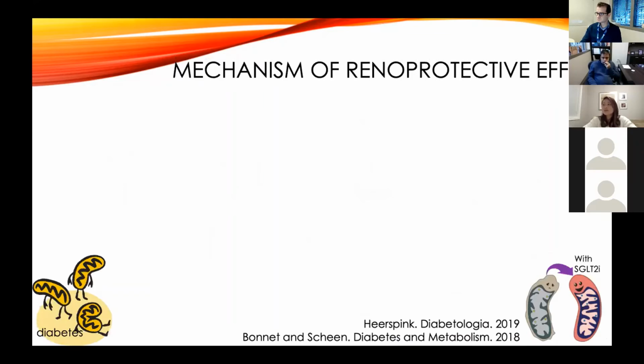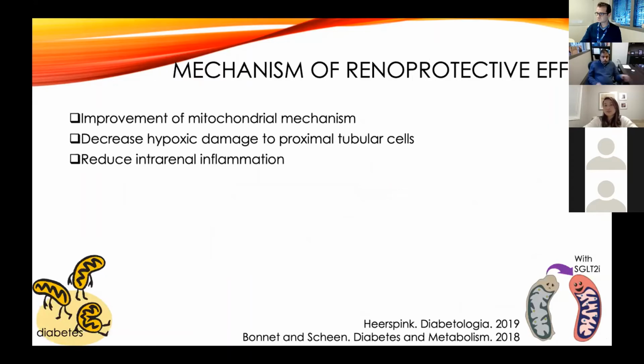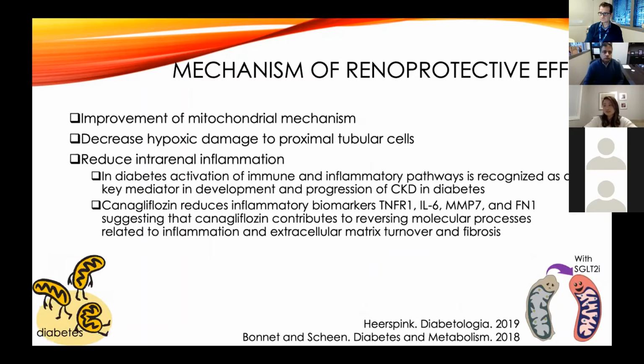Now, inhibition of sodium and glucose reabsorption in the proximal tubule can also lead to other potentially beneficial processes in the kidney. For instance, it can lead to improvement of mitochondrial mechanisms, decrease hypoxic damage to the proximal tubular cells, and reduce intrarenal inflammation. Speaking of inflammation, in diabetes, activation of the immune inflammatory pathways is recognized as a key mediator in the development and progression of CKD and diabetes.